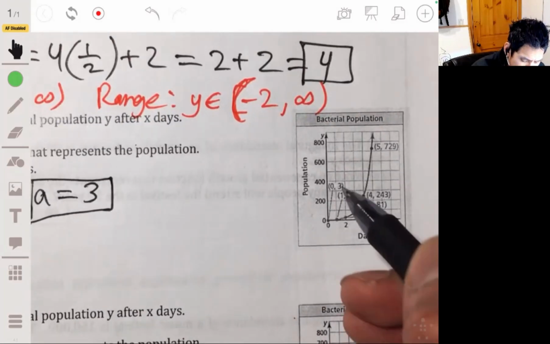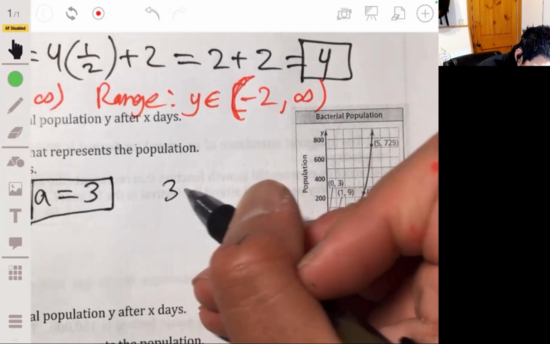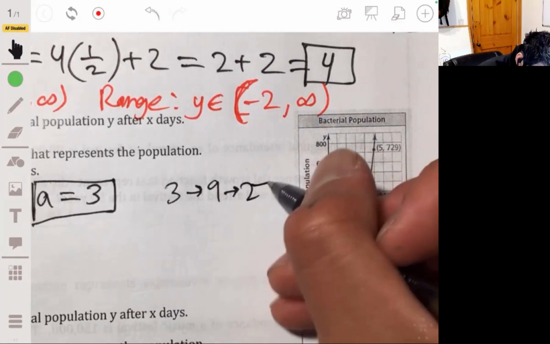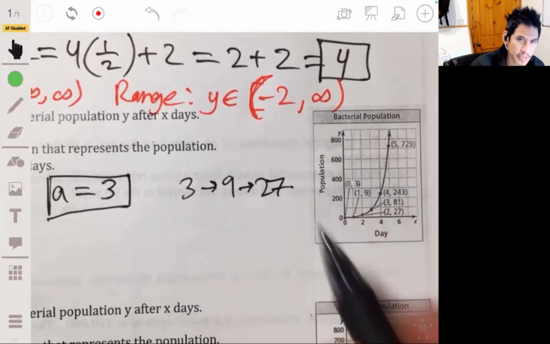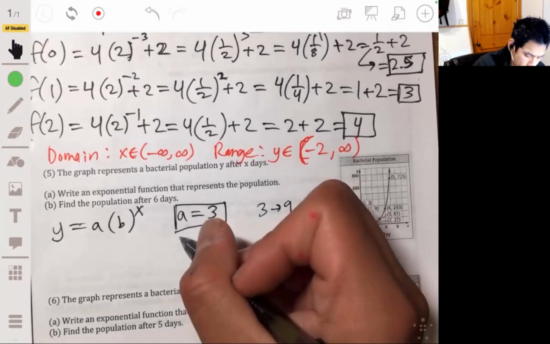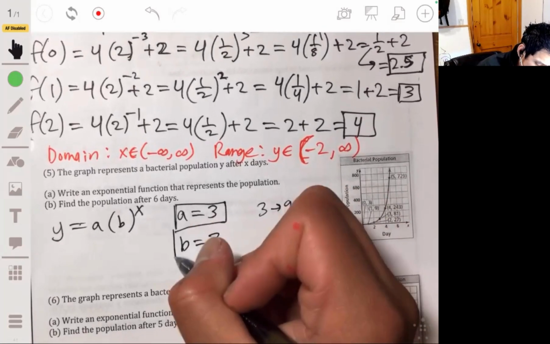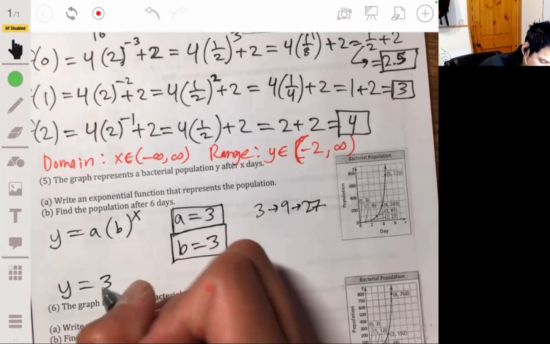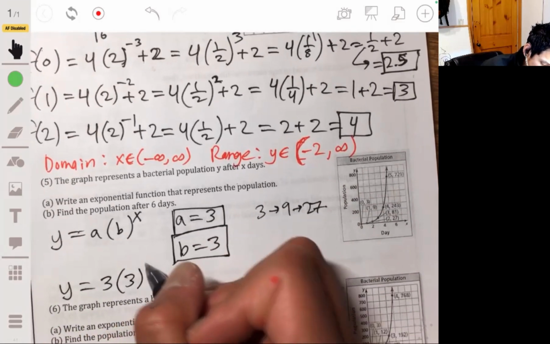And we go from 3 to 9 to 27 to 81. And so you probably get the picture, or probably know the calculation. Our b is 3 as well. And so our equation is y is equal to 3 times 3 to the x.